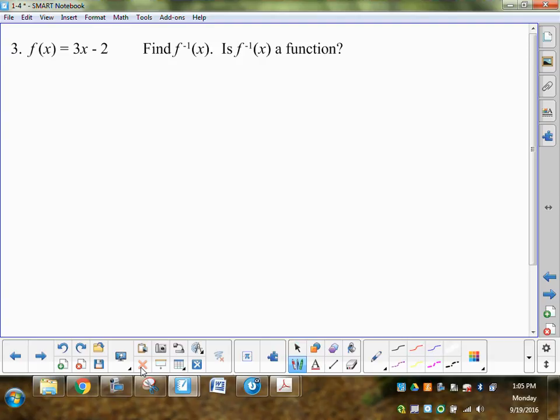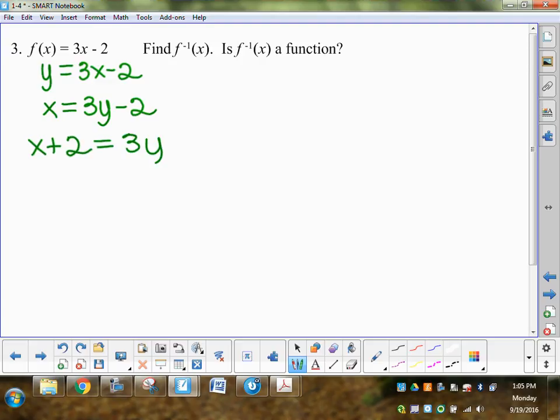Okay? Wait, before I do that, I'm looking at this right now. What am I going to do to find my inverse? Switch the x and y, so what would you write out? Terrific. What's next? Nick, what would you do next? Add 2. So x plus 2 is equal to 3y.